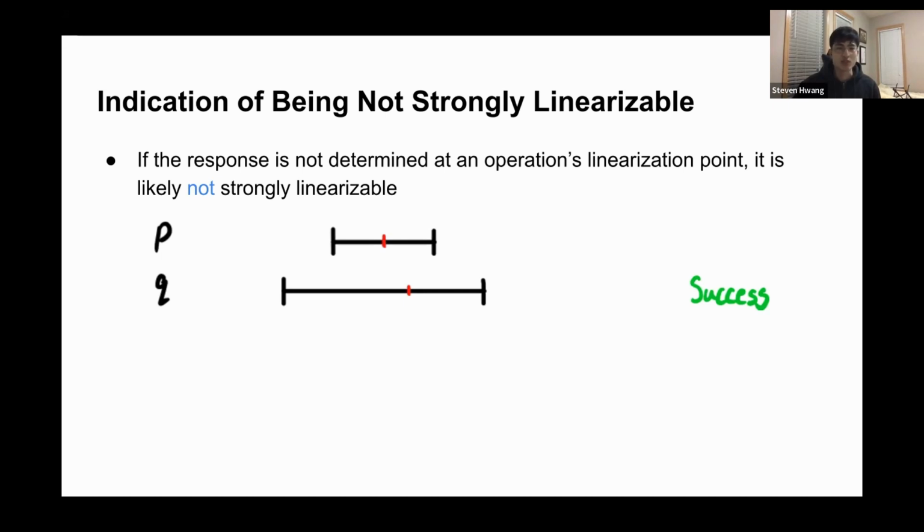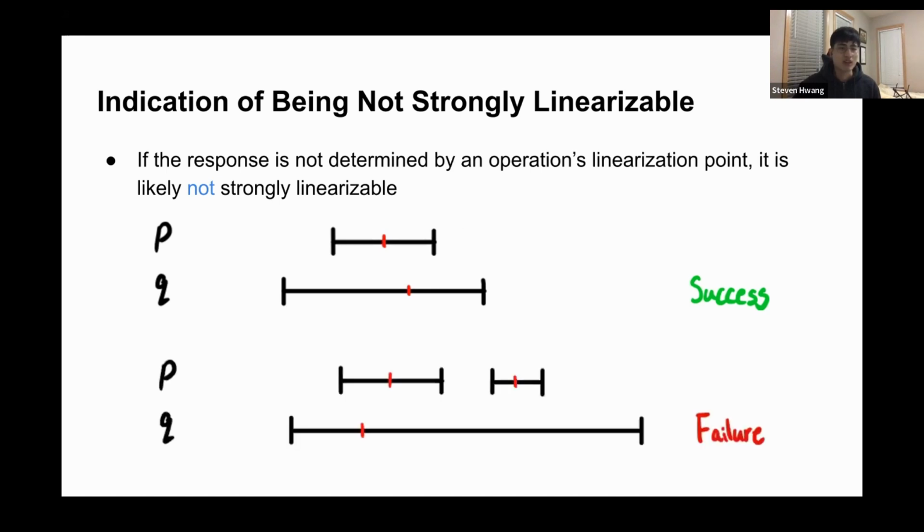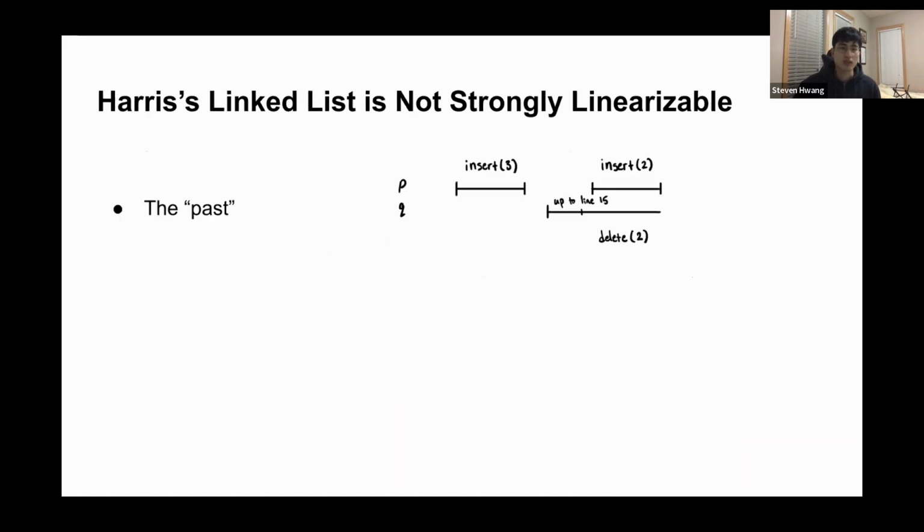If this is possible, then we could have an execution where we schedule a future event after the linearization point to change the response. And likely the linearization order of past operations will have to change to accommodate this change in response. This is, in particular, true for Harris's linked list. So by using this observation, we'll construct a counterexample for the implementation being strongly linearizable.